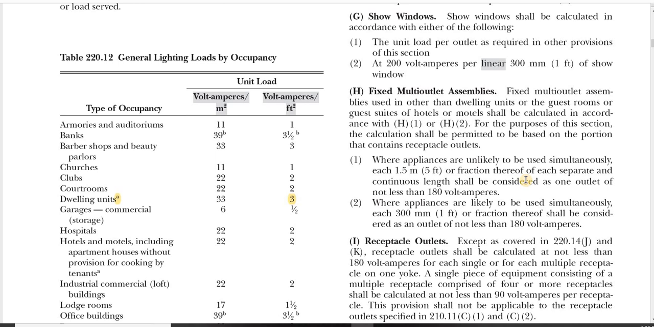So let's take what we've learned here. Our examples: we've got 65 feet that will be used simultaneously, and then you've got 50 feet that will not be used simultaneously.